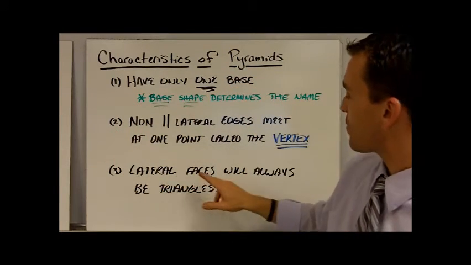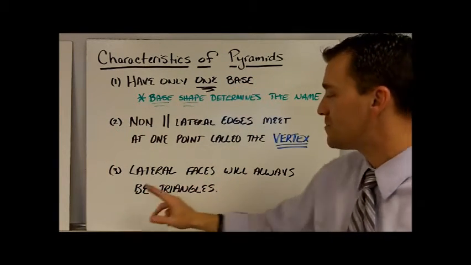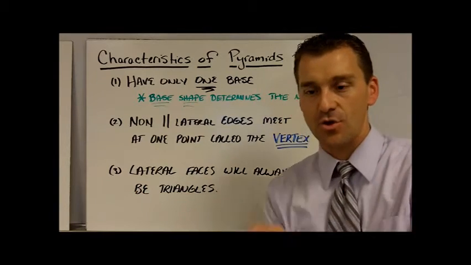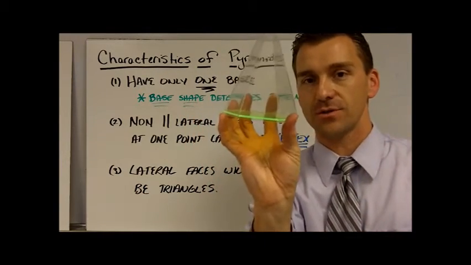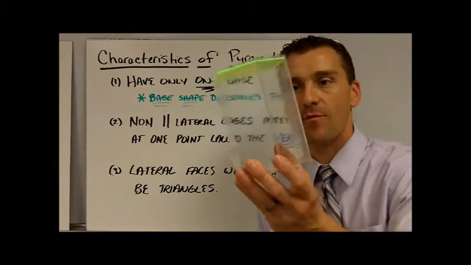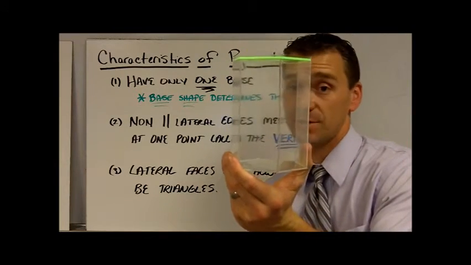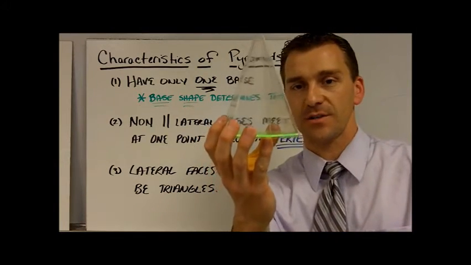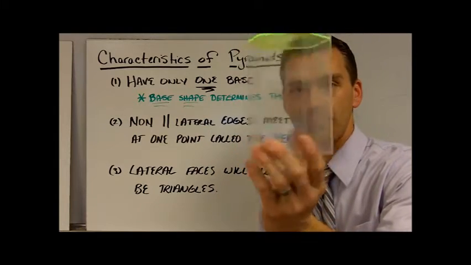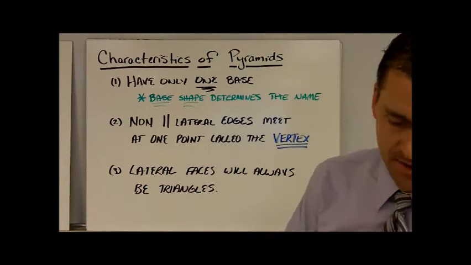Third thing, the lateral faces will always be triangles. You can see in this one, they're all triangles, compared to this guy, of which they were all rectangles. So there's a difference. Pyramids have triangles as faces. These guys always have rectangles as faces. Okay? Let's keep on going.